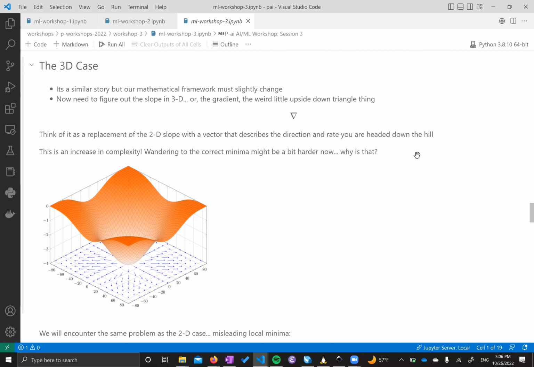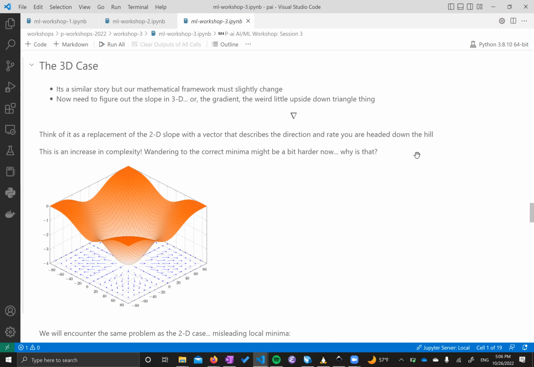Now, why might finding the optimal point be tougher now that we have a 3D case? Any thoughts? Directions. Right, there's a lot of directions to take. We've just increased complexity. It's not simply a matter of absolute magnitude of slope. Maybe you might be moving this way or this way or this way. It's much tougher to find where you're going to go.